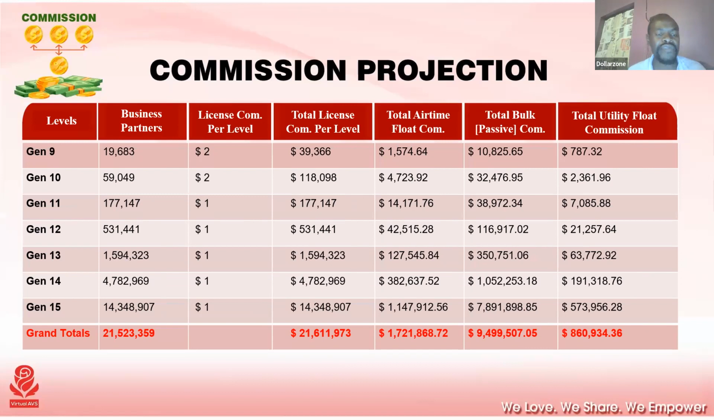15th generation, you have 14 million people. Can you imagine? You have employed 14 million people. You are a serious executive in this world. You have employed 14 million people. Each of them has just paid you $1. You have $14 million. And this is not by yourself.